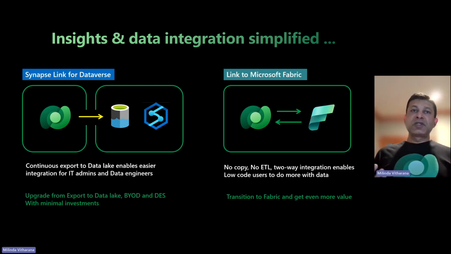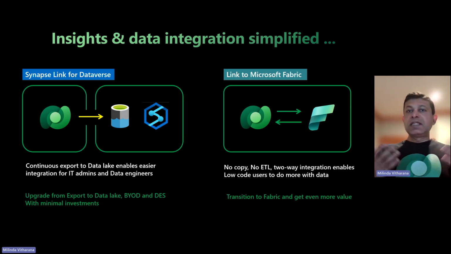So Link to Microsoft Fabric is this new service that we made generally available last year. What it does is it securely connects Dynamics 365 and Power Apps with Microsoft Fabric. So it's a no copy, no ETL way of integrating these two services together securely.